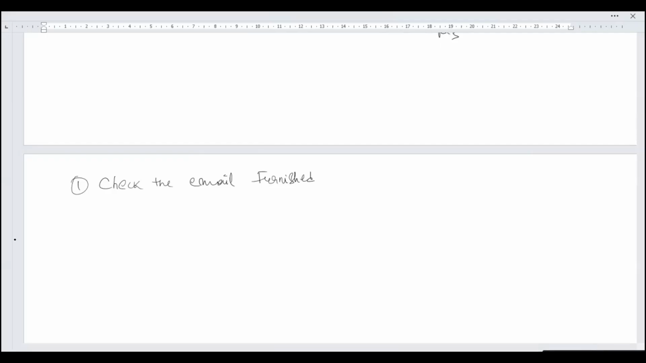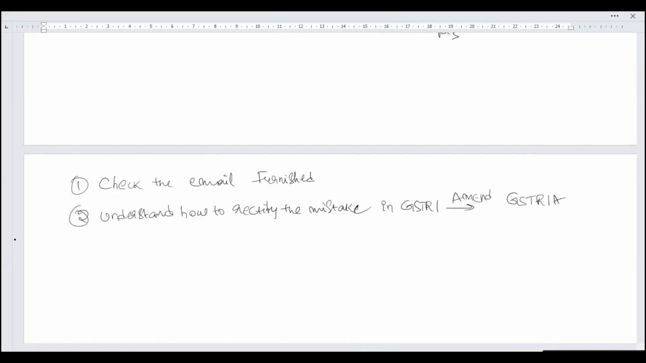Number two, we should understand how to rectify the mistake in GSTR1. Whatever mistake you have done in GSTR1, please understand, you can amend the liability through GSTR1A. I can do the amendment through GSTR1A. This is what I have to do immediately.